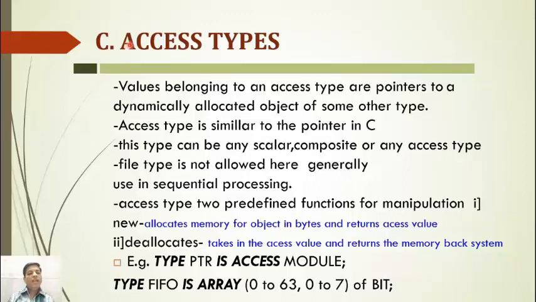Next, access type. What is an access type? Values belonging to an access type are pointers to dynamically allocated objects of some other type. Access type is similar to the pointer in C. These types can be any scalar, composite, or any access type.